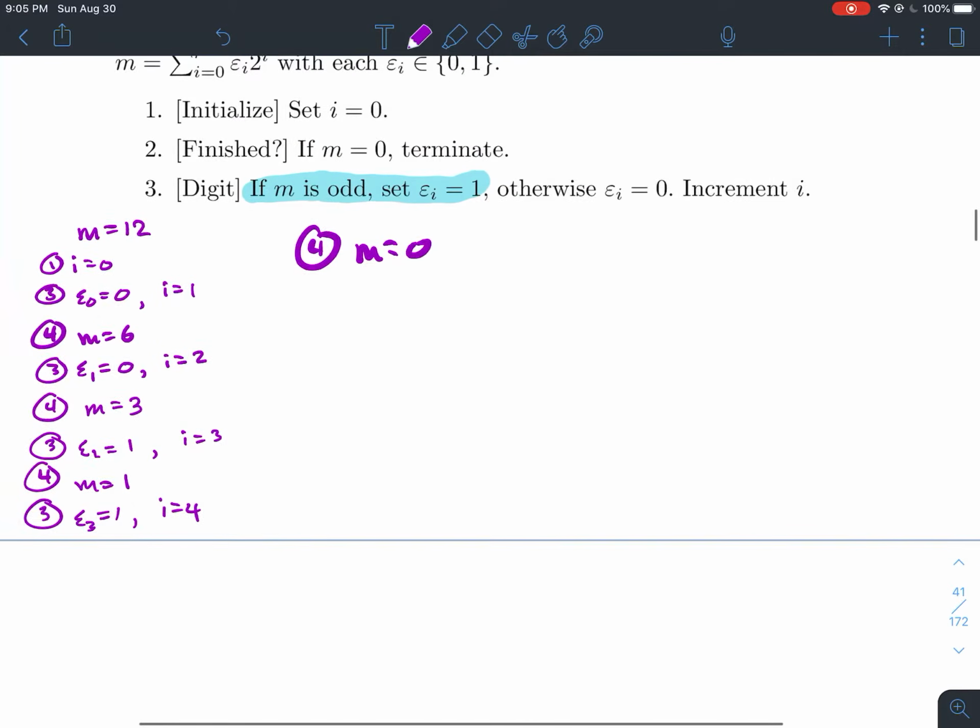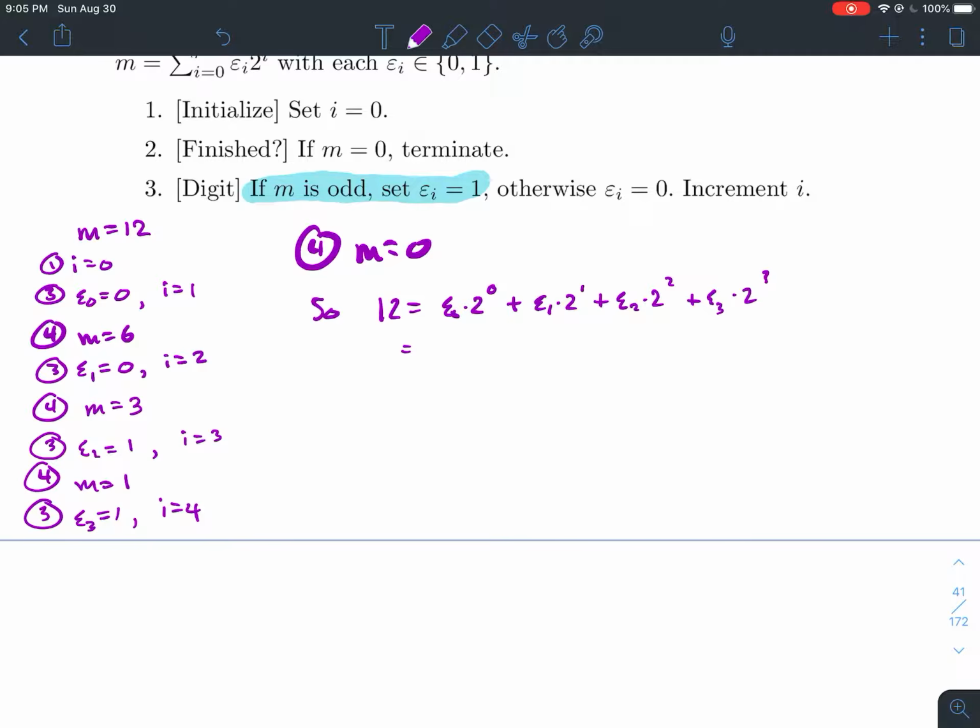So what do we got? What we just found is all of our coefficients. So 12 should be equal to, I'll write this out, the form we had: epsilon 0 times 2 to the 0, plus epsilon 1 times 2 to the 1, plus epsilon 2 times 2 to the 2, plus epsilon 3, 3 was the last i that we got something for, times 2 to the third. And so we'll plug in our numbers: 0 times 2 to the 0. I'm going to leave it because I really just care about the coefficient. And we said epsilon 1 is 0 times 2 to the 1.